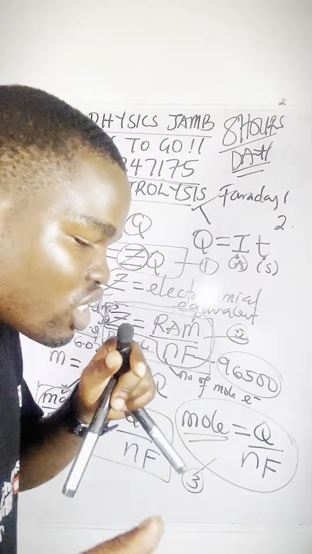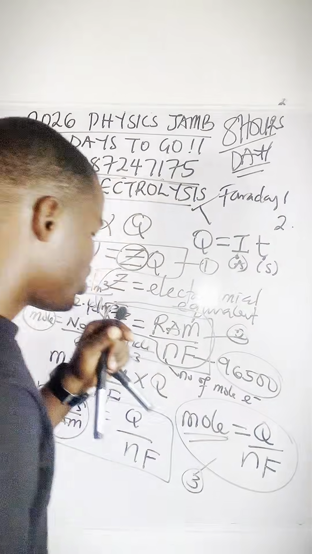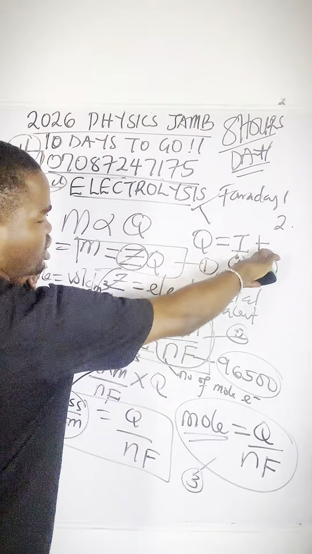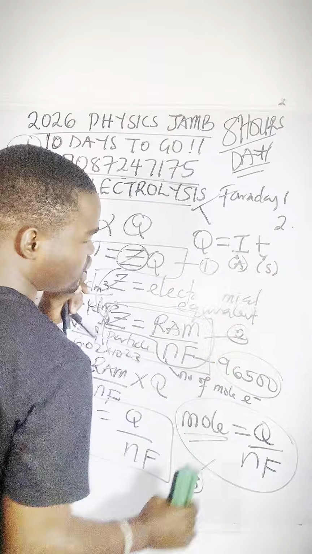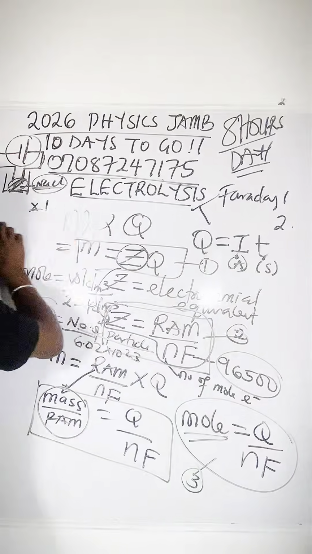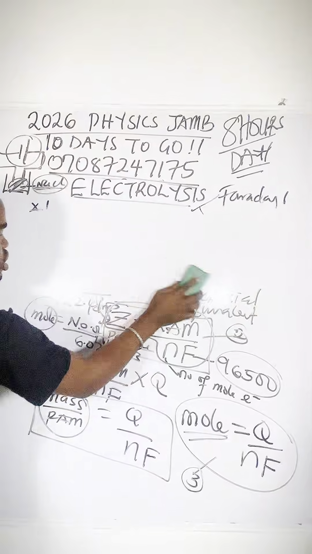Now, what is the second law saying, and how can I get the formulas? Don't forget, Q is what? IT. Never forget. And I is current. T is what? Time in seconds. Very important.